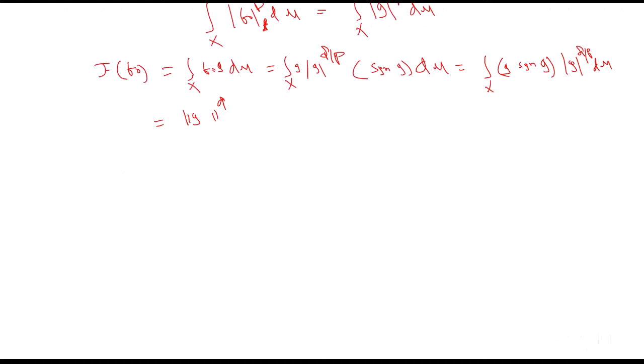that equal to norm F naught P to the power P, that equal to norm F naught P into norm F naught P to the power P minus 1, that equal to norm F naught P into norm G Q.